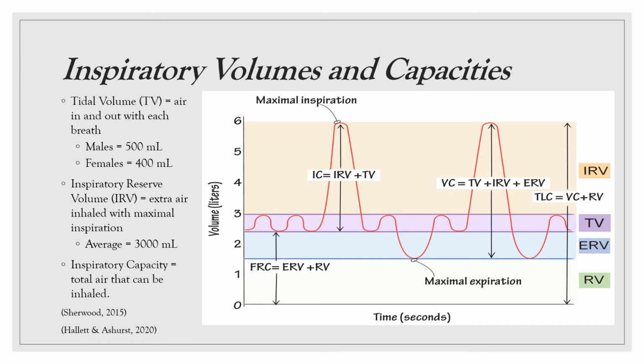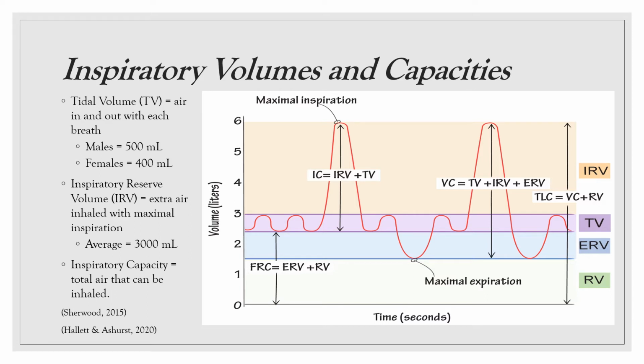Next, we look at inspiratory reserve volume. This is the extra volume of air that the lungs can inhale when inspiration is maximal. This maximal inspiration is accomplished with the external intercostal muscles and the accessory inspiratory muscles, as well as the maximal contraction of the diaphragm. The tidal volume is not included in this measurement. This measurement in a healthy individual is approximately 3,000 milliliters.